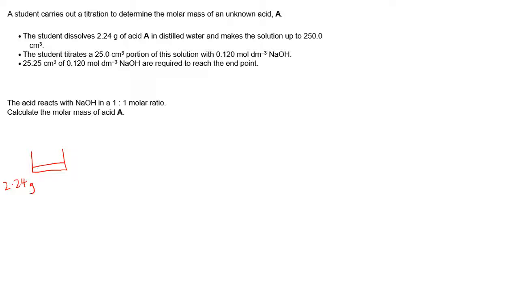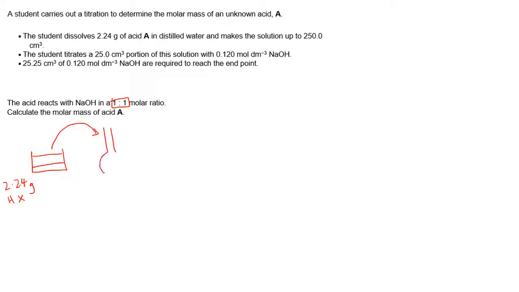2.24 grams of acid A. Let's call our acid HX, because we need an H in the acid, and it reacts in a 1-to-1 ratio. Anyway, we're going to call it HX, and it's 2.24 grams we've put in our beaker. Then we add some water to dissolve it, stir it around a bit, and then we add this to a volumetric flask, don't we?